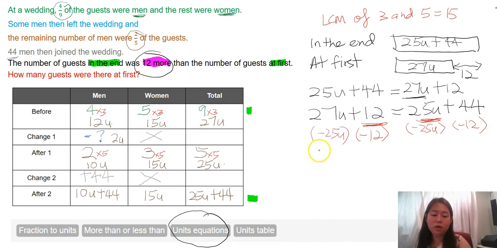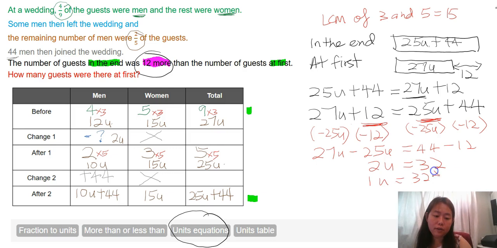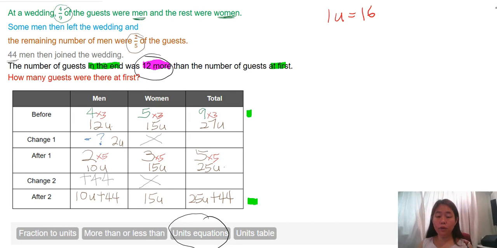Let me just reorganize everything. 27U minus 25U is actually equal to 44 minus 12. And therefore this is 2U, equal to 32. And therefore 1U is equal to 32 divided by 2, which is equal to 16. Now that we know 1 unit is 16, then it's game over for the question, because we can solve anything that we want for this question.